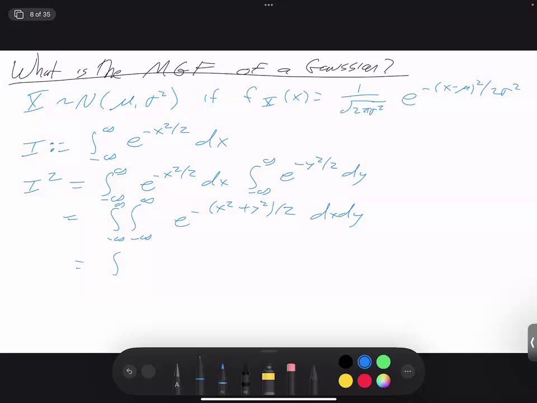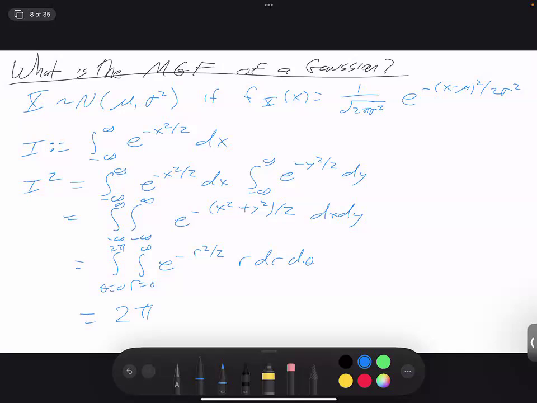So this is now the integral of e to the minus r squared over 2 times r dr d theta. R goes from 0 to infinity. Theta goes from 0 to 2 pi. The theta integral just gives us 2 pi. And then boy, is life good.